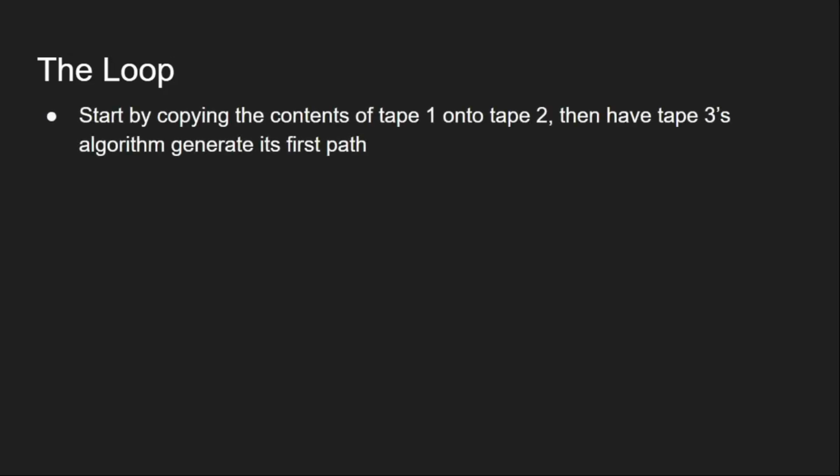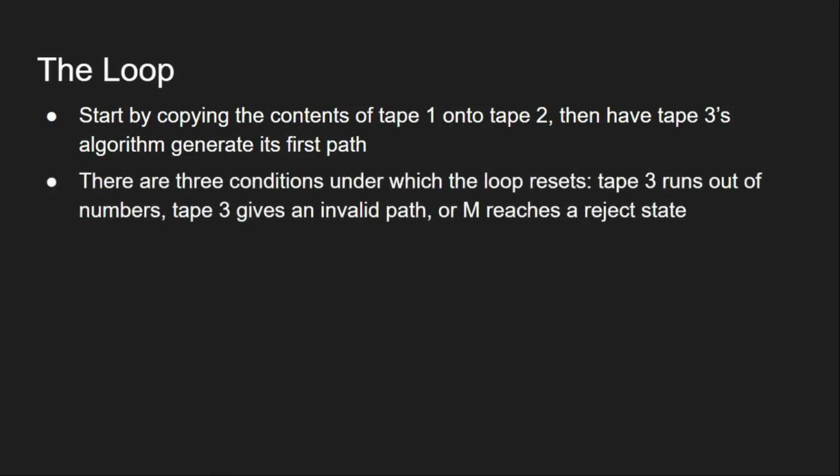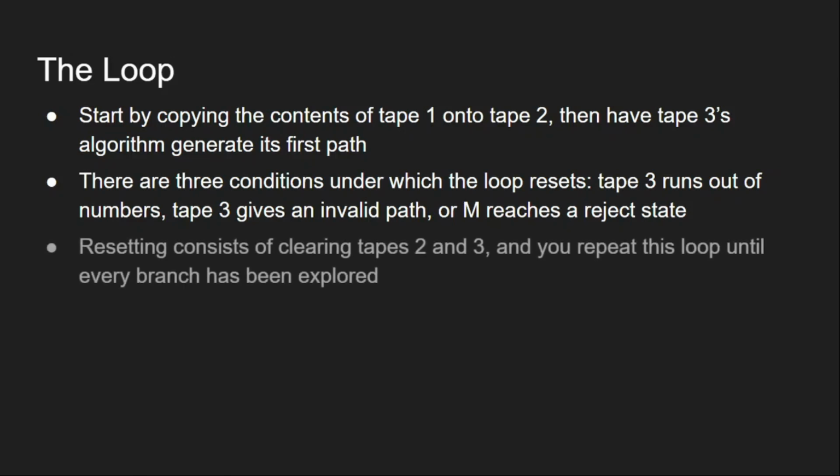Basically, it continually cycles through a loop. This loop starts by copying the contents of tape 1 onto tape 2, and then having tape 3's algorithm generate its first path. There are 3 conditions under which the loop resets. Tape 3 runs out of numbers, tape 3 gives an invalid path, which is when tape 3 tells M to make a decision that just isn't a possibility, and we'll look at examples of that, or M reaches a reject state.